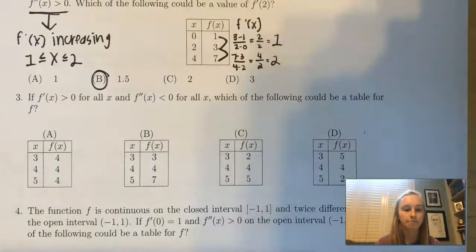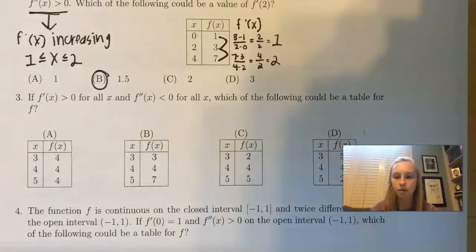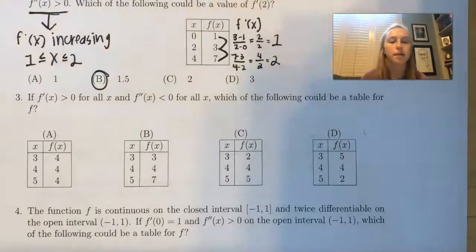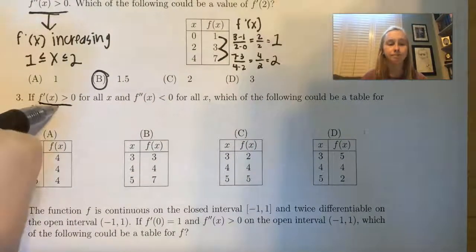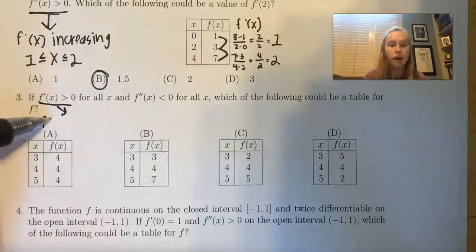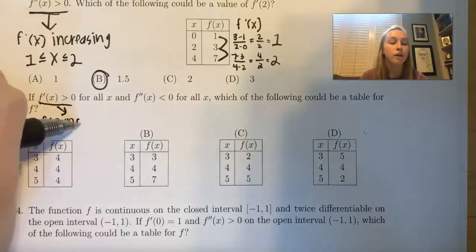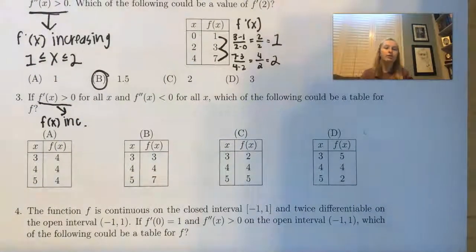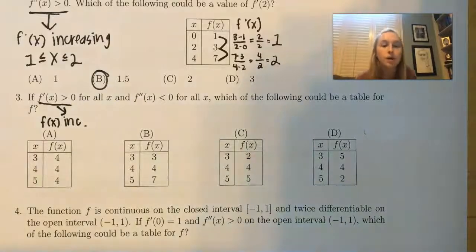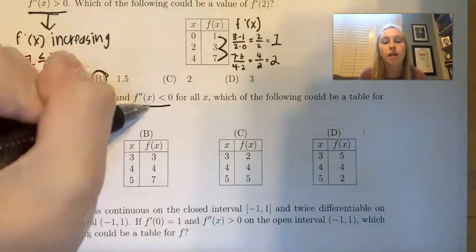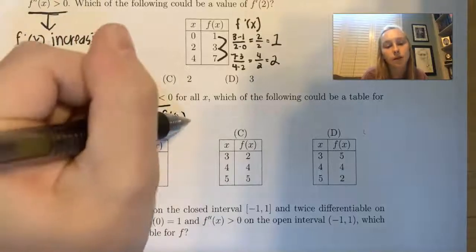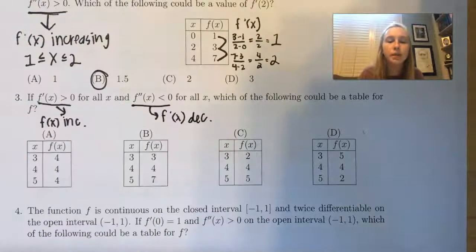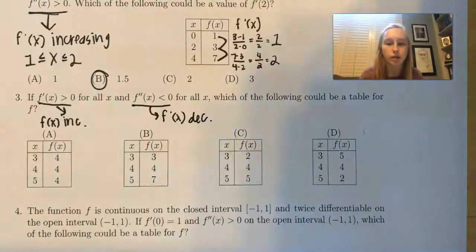Moving on to number 3. I'll probably move myself so you guys can completely see it. So if we know that f prime is always positive, we know that f, or the function, is always increasing. And if we know that f double prime is always negative, we know that it's concave down, but we also know that f prime is always decreasing. So that's what we're going to be using to solve this question.